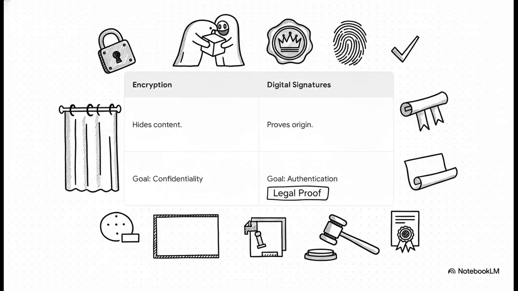This really breaks it down perfectly. On one side, you've got encryption. Its whole goal is confidentiality, keeping things private. But on the other side, digital signatures are all about authentication, proving you are who you say you are. They also give us this powerful thing called non-repudiation. And all that really means is you can't sign something and then later deny you sent it. It's the digital equivalent of a legally binding signature.